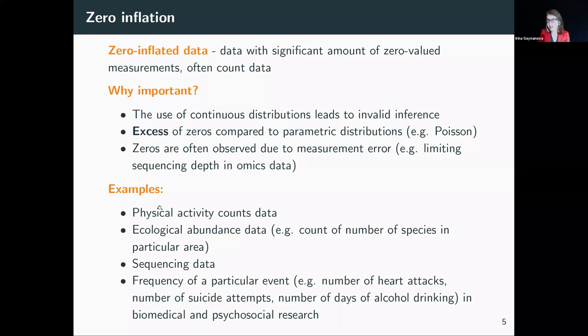So physical activity counts data, that is data collected from wearable devices such as activity trackers, often has lots of zeros corresponding to the times where the person is not active. Ecological abundance data, so for example, if you observe a particular area for a certain period of time and you count the number of species you observe during that time. Sequencing data, as I mentioned, and also in the biomedical and psychological research, you can think of frequency of a particular event as zero-inflated data as well.